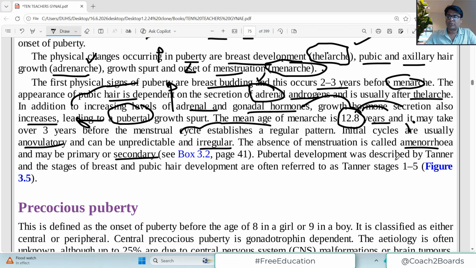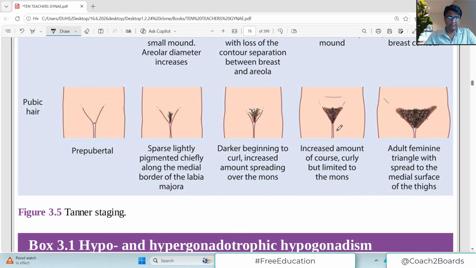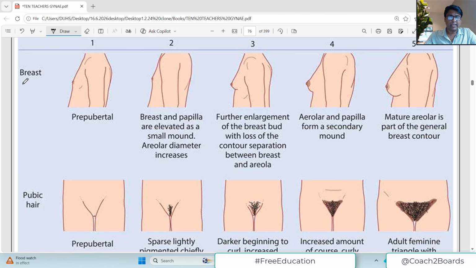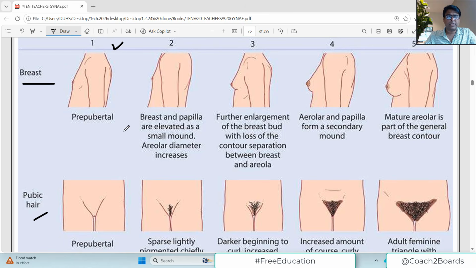Pubertal development was described by Tanner, and stages of breast and pubic hair development are therefore labeled even today as Tanner 1 to Tanner 5. We'll go through the image to see the different Tanner stagings. Here you see the Tanner staging images for the breast and the pubic hair area. Tanner 1 is the first stage, which is actually pre-pubertal. Then you see Tanner 2, where the breast and papilla are elevated and the areola increases in diameter.